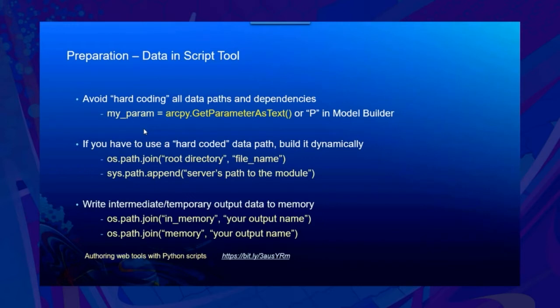And the last one is about performance. If you have intermediate data, mostly output data, try to write that into in_memory. There are two benefits in doing this. First, you will save some disk space for your output on the server side. And secondly, it enhances the performance of the service because in memory will run faster and save some overhead. If you want to know more about the data preparation and authoring of the script tool, here's the link.